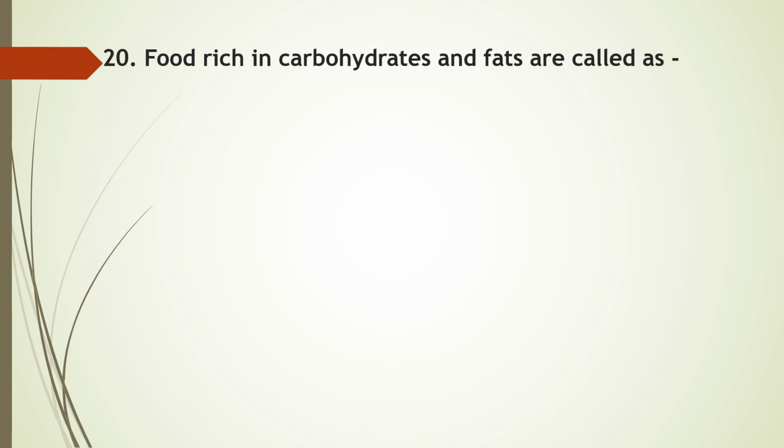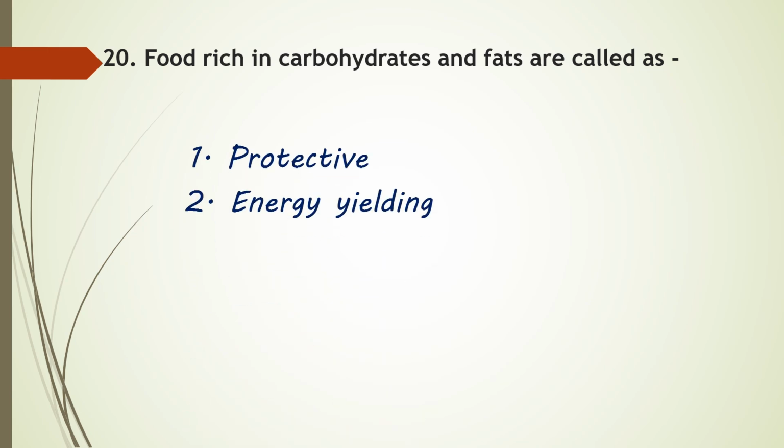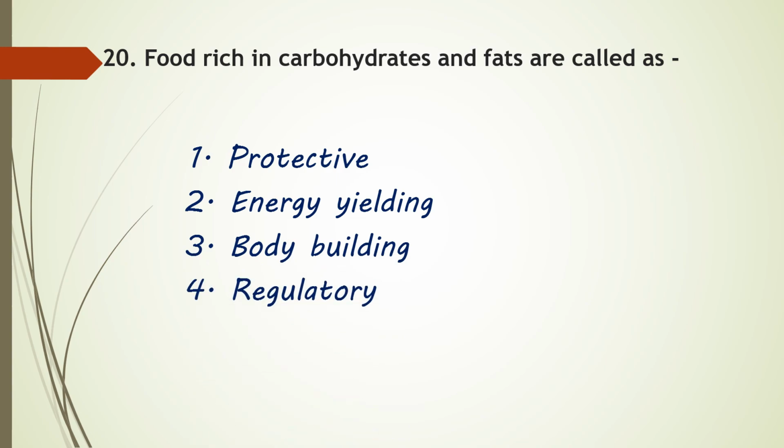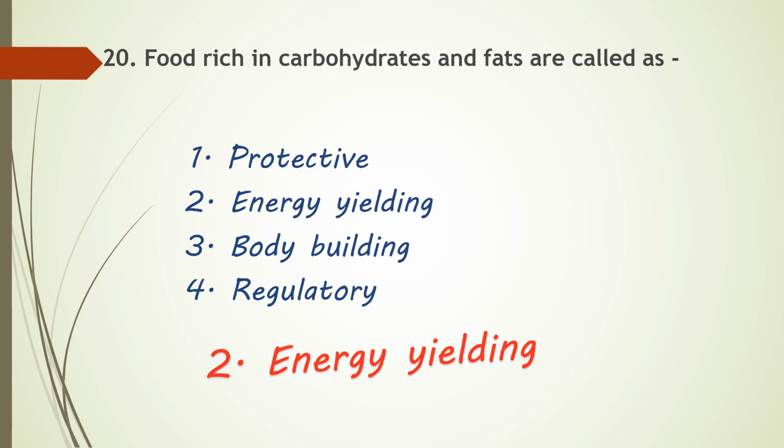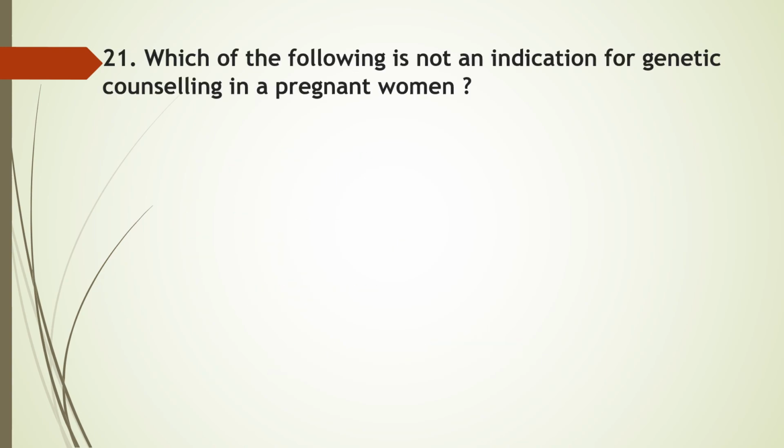Question number 20. Food rich in carbohydrates and fats are called as protective, energy yielding, body building, or regulatory. The correct answer, food rich in carbohydrates and fats are called energy yielding. Option 2.